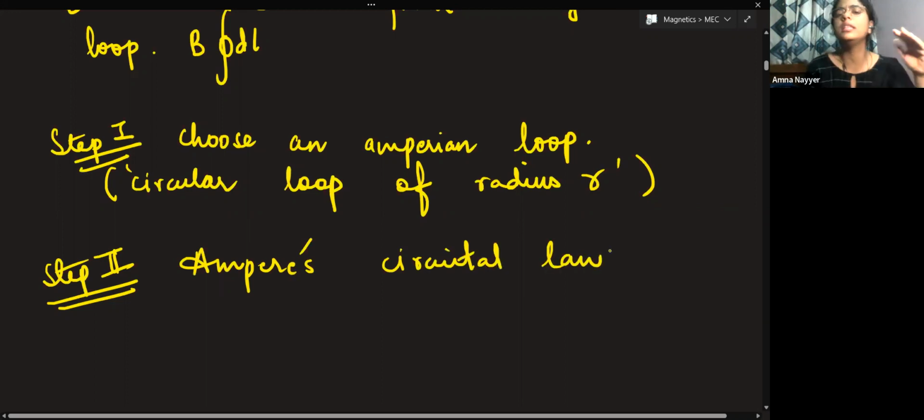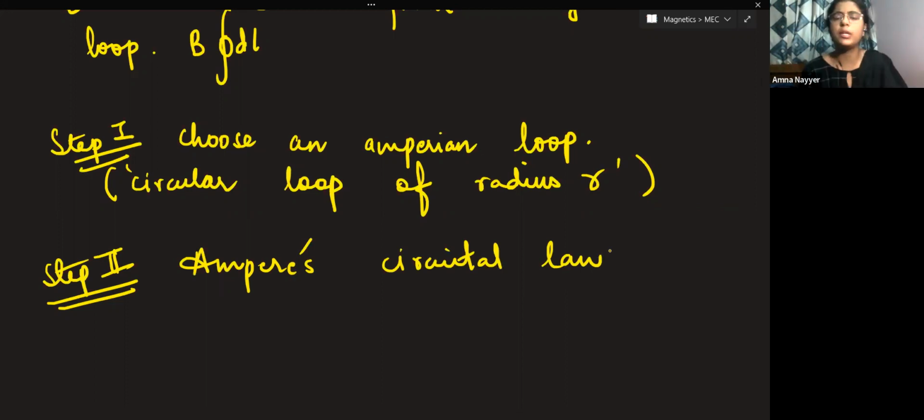We'll be using all these steps in the derivation of the solenoid. We'll be using them in the derivation of the toroid. So these steps will be used, and you will be able to see it. We'll do a question as well.